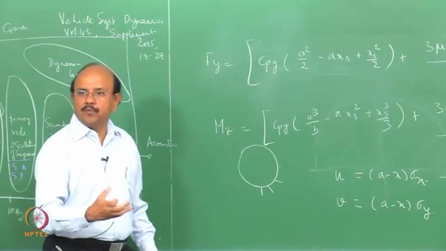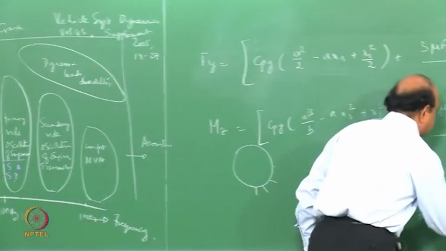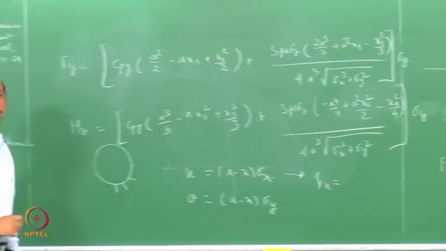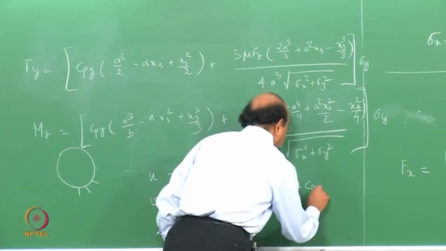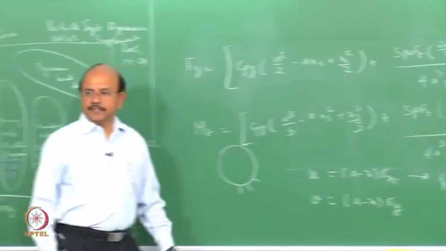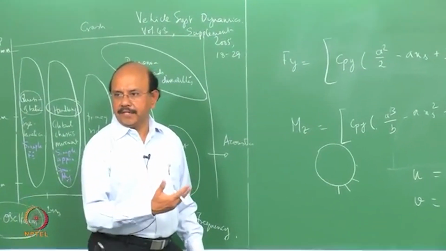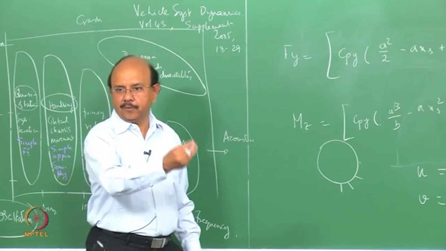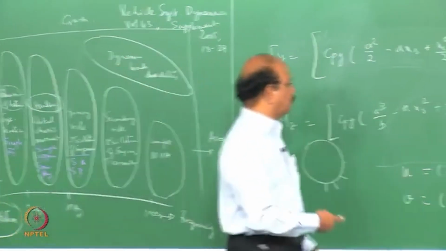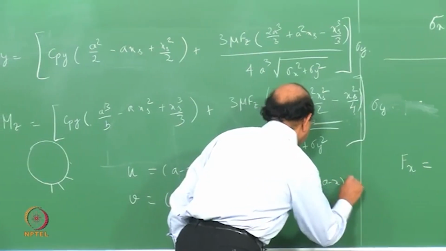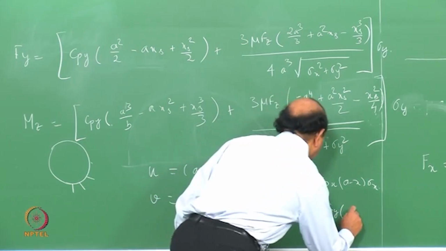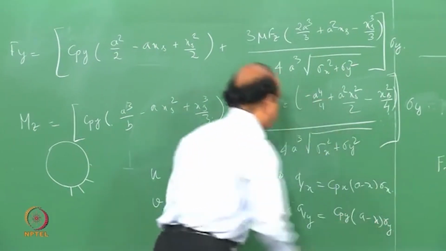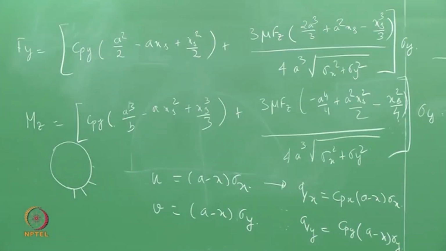This displacement would result in a force which I would call Qx, and the force is because of this displacement multiplied by the stiffness Cpx in the x direction. Displacement multiplied by the stiffness per unit length gives you the force per unit length. So that would be Qx equals Cpx into (a minus x) into sigma x, and Qy equals Cpy into (a minus x) into sigma y. These are the forces.